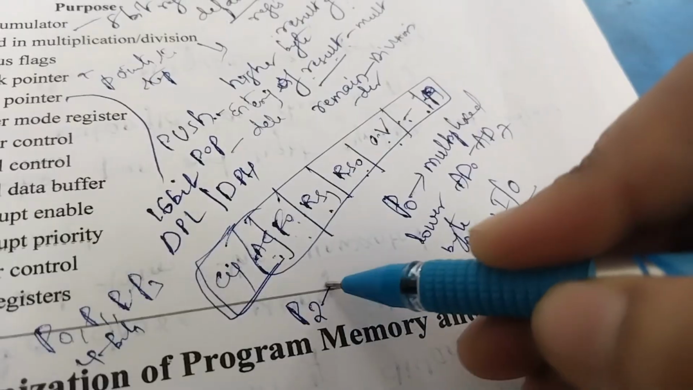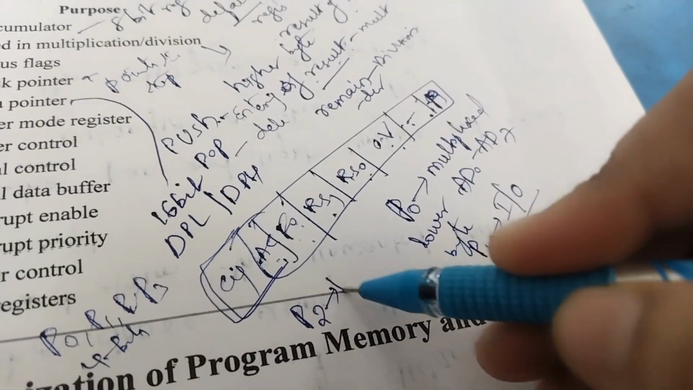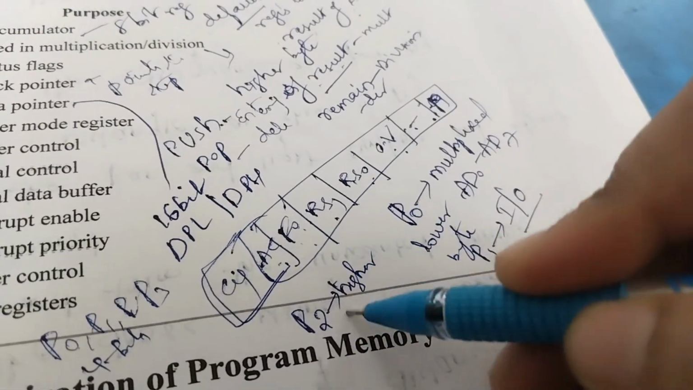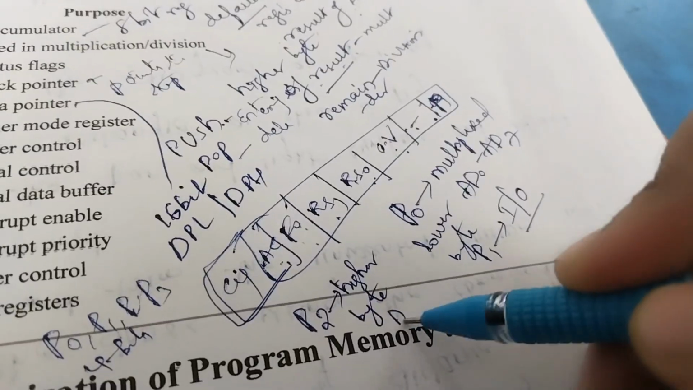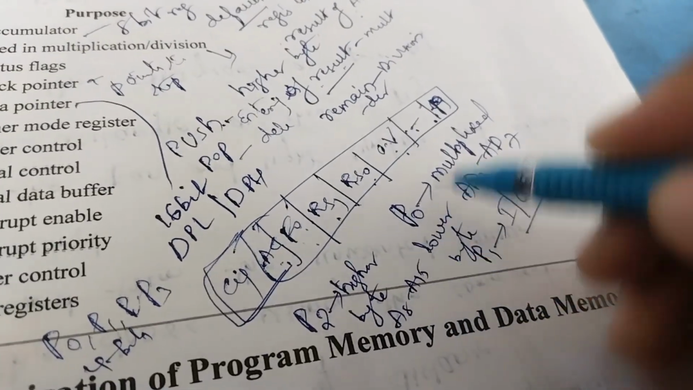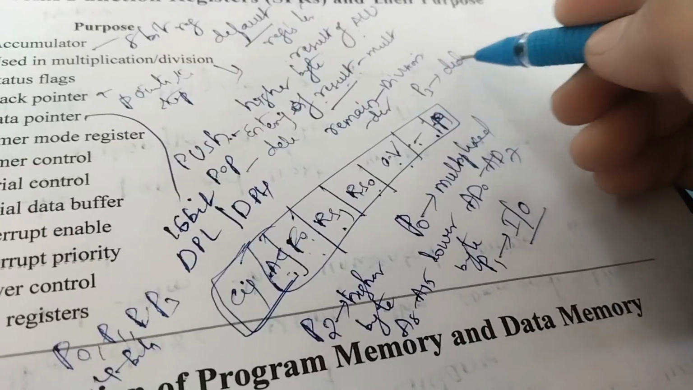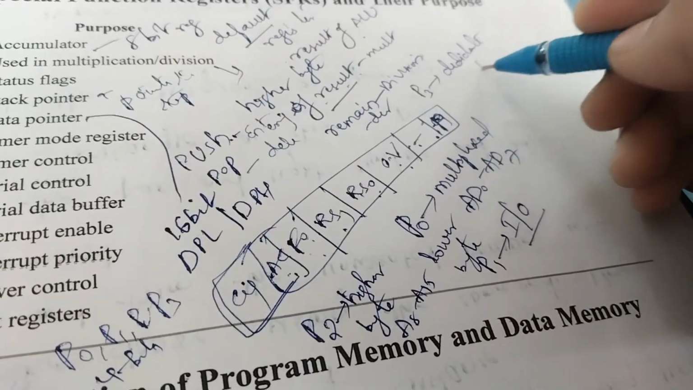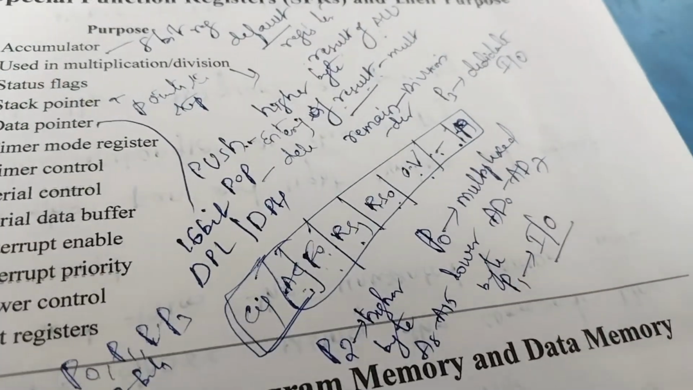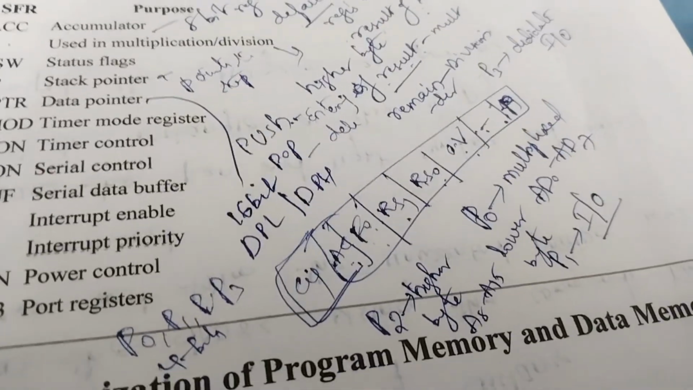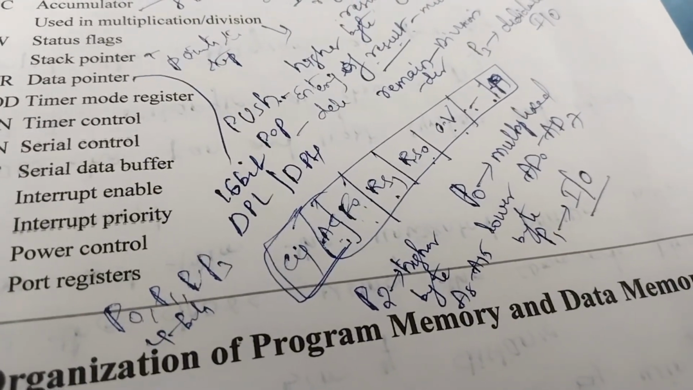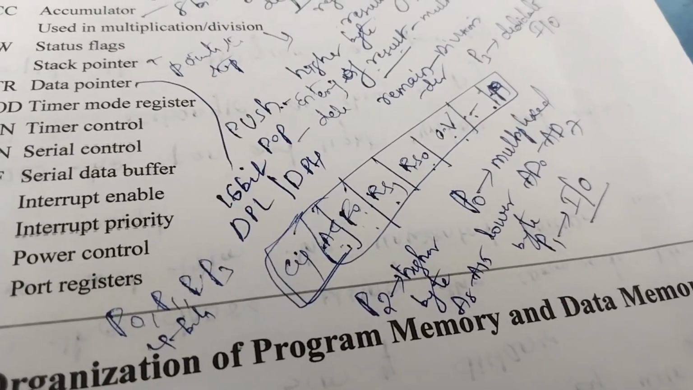Next, P2 is used for the higher byte address bus, that is A8 to A15. And P3 is used for dedicated input output operations. These are the 4 ports it has, and every port has 8 pins, a total of 32 pins.